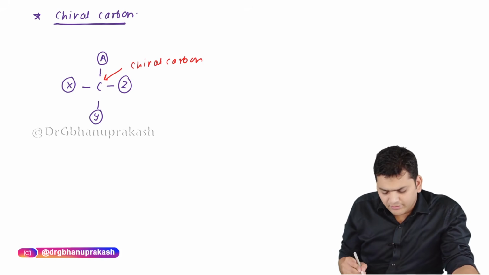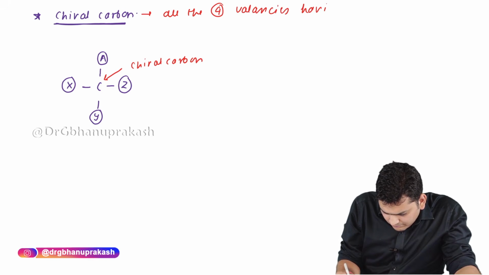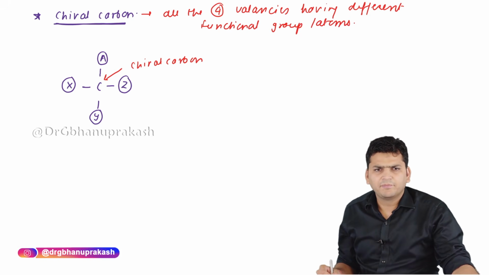So what is chiral carbon? The definition is: all the four valencies having different functional groups or different atoms. That is referred to as chiral carbon.